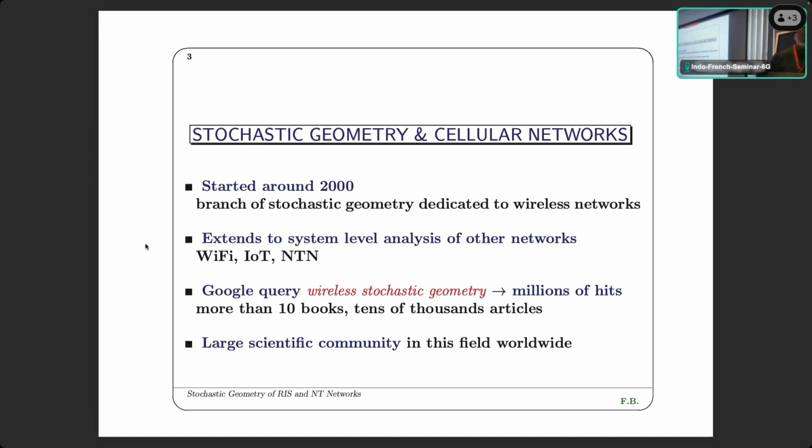So, I will only discuss cellular, but more can be done. This was non-existent, say, 15 years ago. And now just Google the three words without quotes, wireless stochastic geometry, and you get millions of hits. So it is now recognized as one of the approaches to assess the properties of large cellular networks worldwide. There are tons of books and papers and so on.